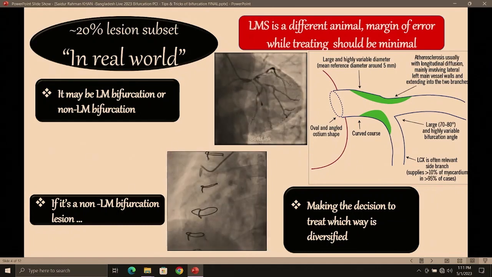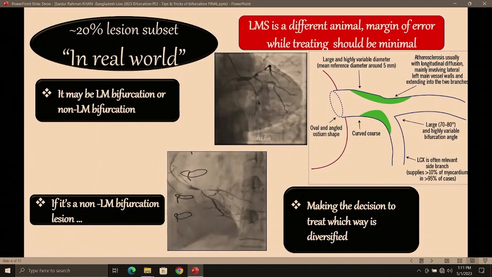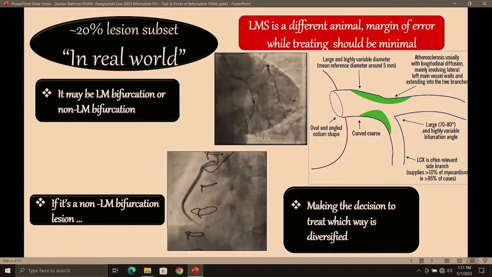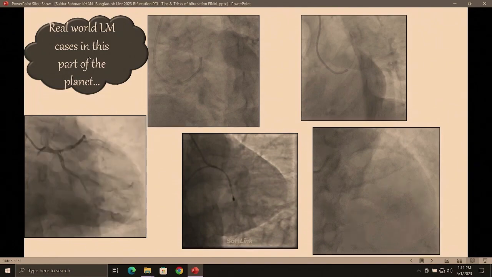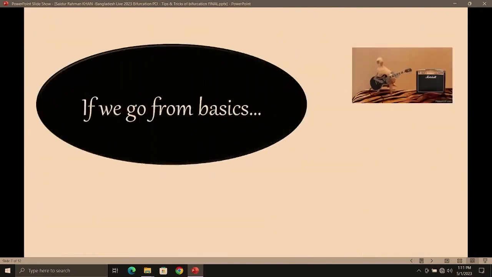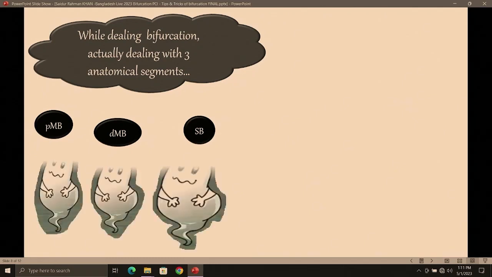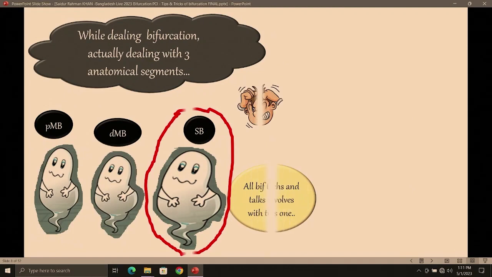You can go for any way, this way, that way, without compromising the patient's status on the table. So that is possible. These are all the real world left main and non-left main cases I can tell. If you go from the basics, while dealing with the bifurcation, actually you are dealing with three anatomical segments, and starting from the very beginning, like three Caspers there, but here only one Casper is very much important, the side branch. All bifurcation techniques and talks revolve around this one.